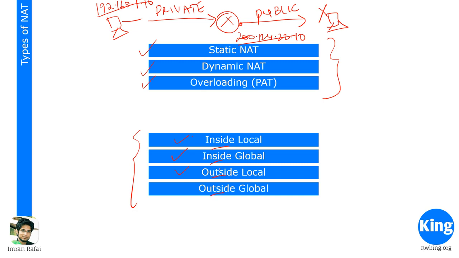So outside local: before translation, what is the IP address of the destination device? It's the same thing. So let's say this is 200.124.22.100. So the outside local is that, because that's where it wants to go before translation. Outside global: global is after translation. Even after translation, the destination does not change. The destination is going to be the same thing. So in almost all scenarios, your outside local and outside global are going to be the same. Inside local is going to be the private IP address, and inside global is going to be the address to which it is going to be translated.